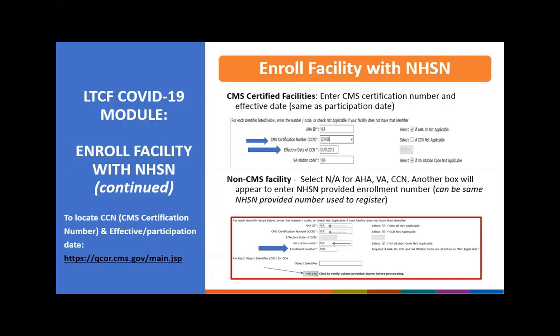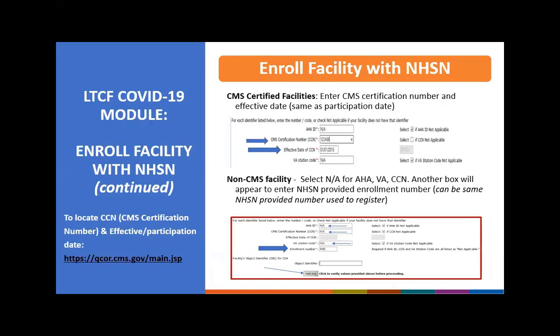You can use the same temporary enrollment number that you received to register your facility. The enrollment number is good for 30 days. So as long as you complete all of this within 30 days, you can use that same number. So if you have a temporary enrollment number in your hand right now, that is gold, because we know that it's taking several days to get responses from the help desk. So make sure you hold on to that temporary enrollment number so you can use it again.